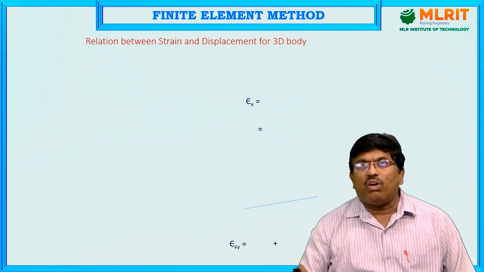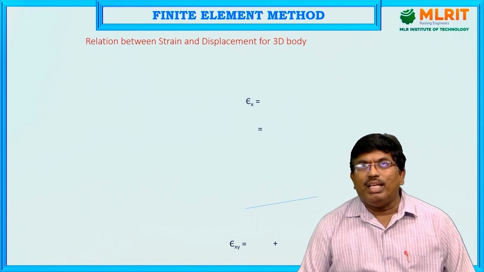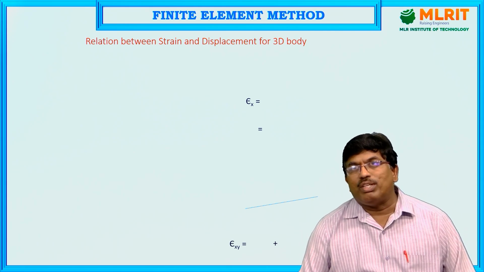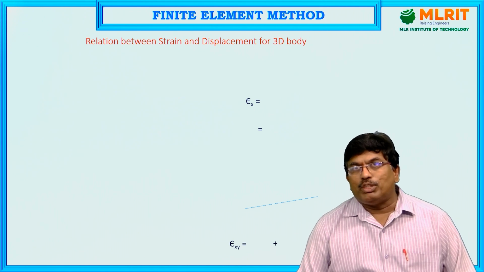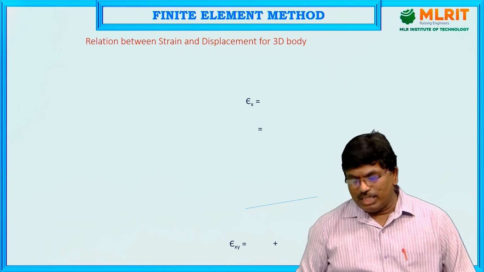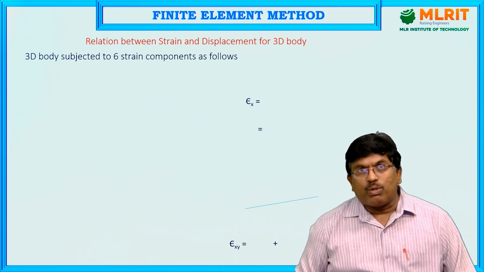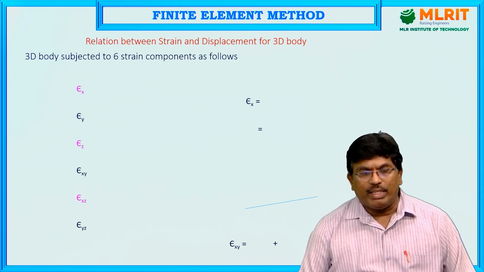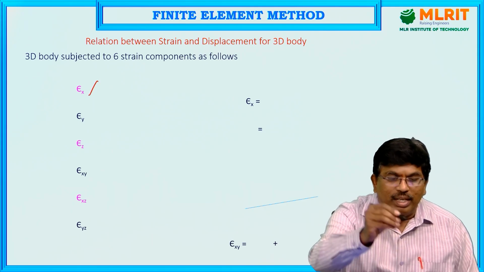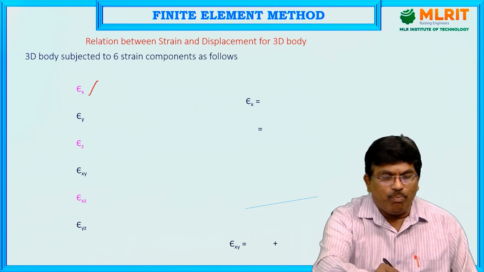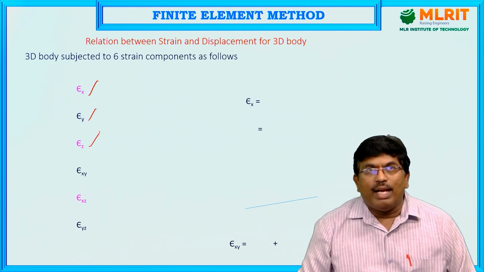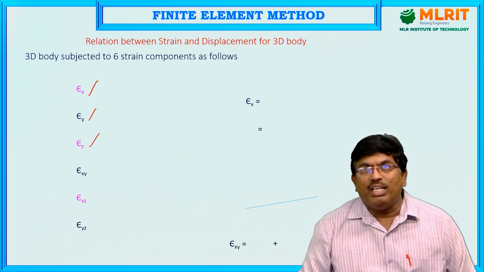To find the strain, first I will discuss the relation for the three-dimensional body. Once we know all the strain components of the three-dimensional body, then we will see the two-dimensional body and one-dimensional body. The three-dimensional body contains 6 strain components: epsilon x, epsilon y, epsilon z, and epsilon xy, epsilon xz, and epsilon yz. Epsilon x is the strain in x direction, epsilon y is the strain in y direction, epsilon z is the strain in z direction, and epsilon xy, epsilon xz, and epsilon yz are the shear strains.